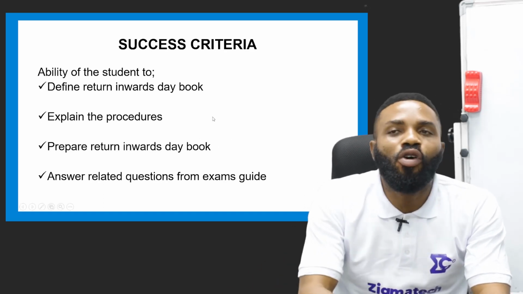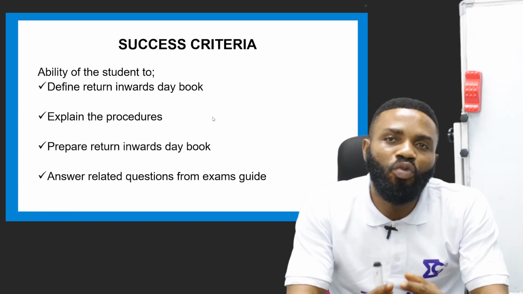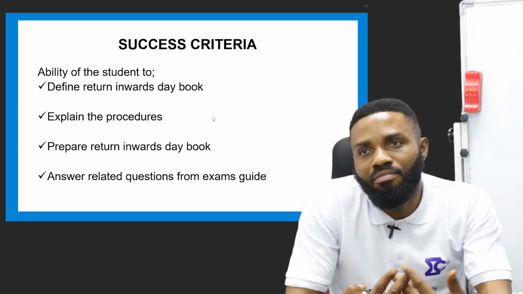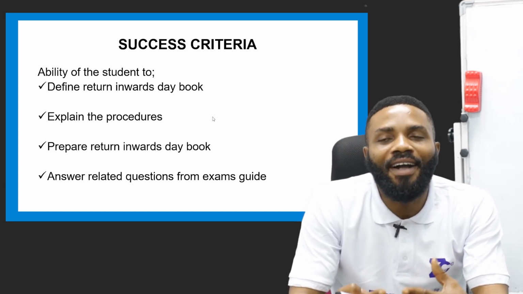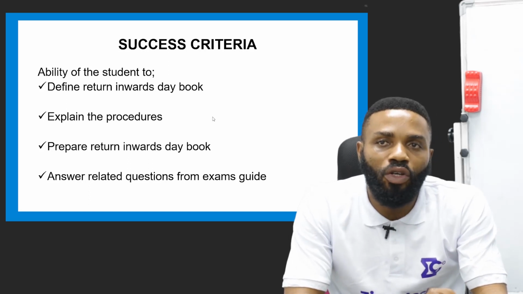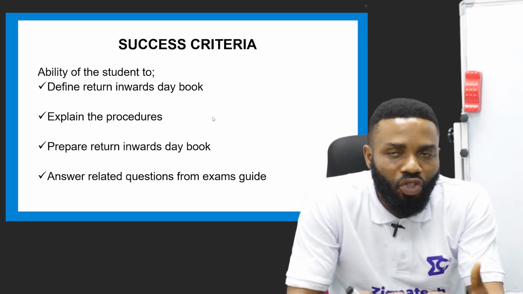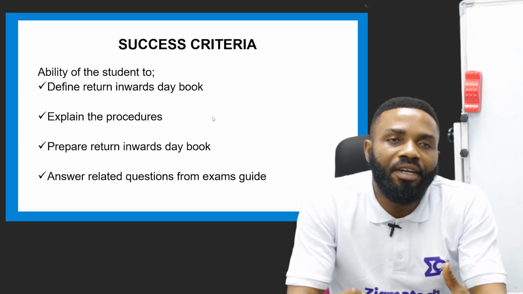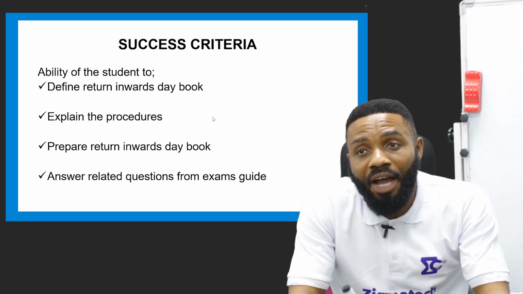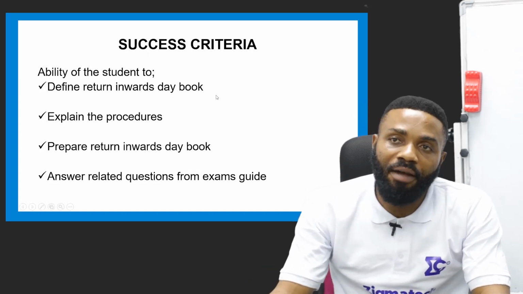And then we have what we call success criteria. Our success criteria is simply talking about what will make us believe that we have achieved our objective. What are those things that can make me and you believe that we have actually achieved our objective? Number one, if at the end we are able to define return invoice daybook. We are able to explain the procedures involved in preparing return invoice daybook. And then we are able to prepare return invoice daybook and answer related questions from our exam guide.